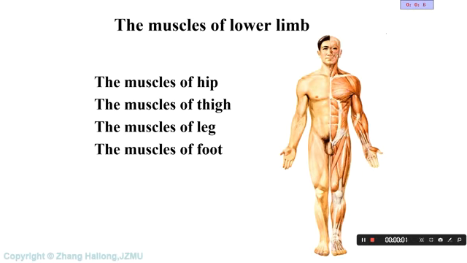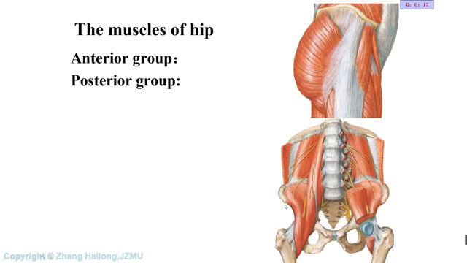Now we'll continue to study the muscles of the lower limb. The muscles of the lower limb include the muscles of the hip, the muscles of the thigh, the muscles of the leg, and the muscles of the foot. First, let's see the muscles of the hip.